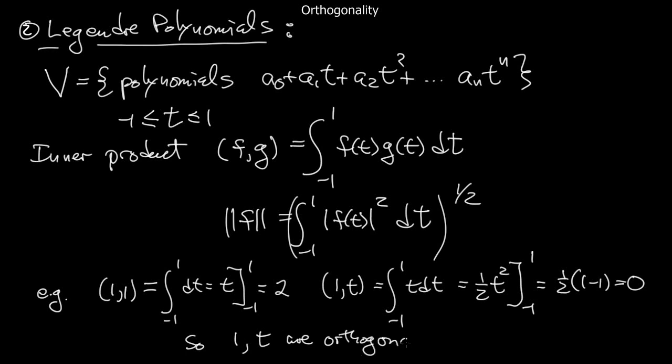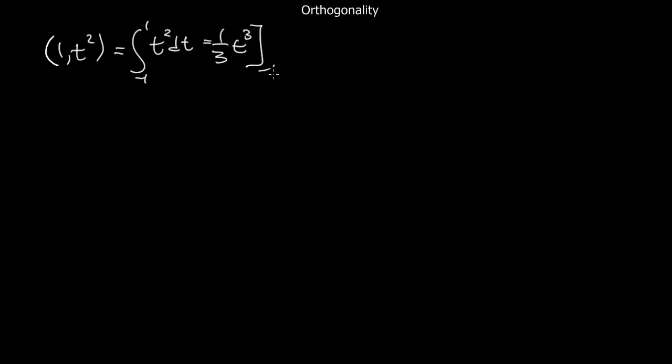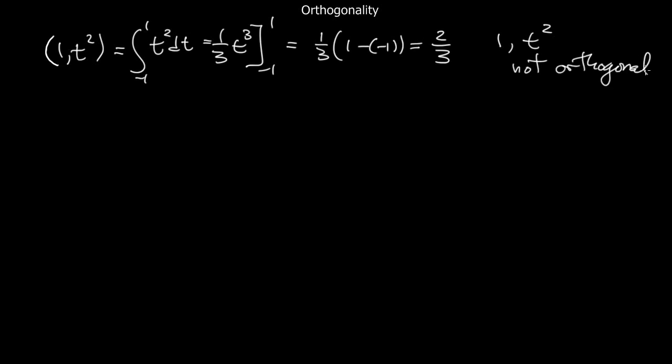So wouldn't it be nice if 1 and t squared and t cubed and so on, if all of those polynomials were orthogonal? So let's check. 1 and t squared is the integral of t squared from -1 to 1. And that's 1/3 t cubed, and that's, let's see, that's 1/3 times 1 minus a -1, which is, oh dear, it's 2/3. It's not 0. So 1 and t squared are not orthogonal.